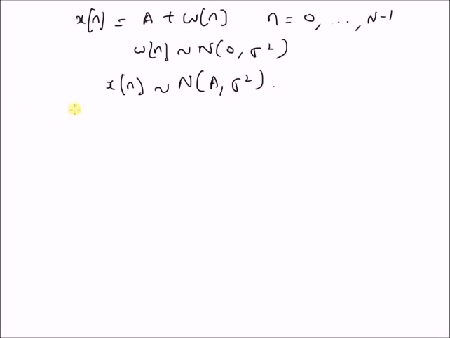Now our goal is to derive the CRB, that is the Cramér-Rao bound, for the estimator A hat, where the expectation of A hat is equal to A, that is, A hat is an unbiased estimator. Now we want to derive the Cramér-Rao bound on the variance of this estimator A hat. So we start with the likelihood function of the parameter.